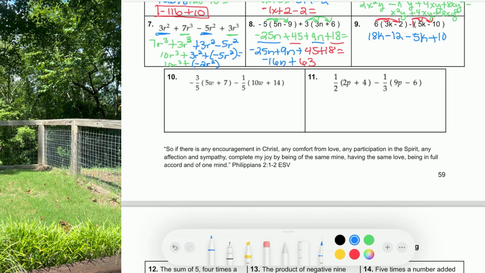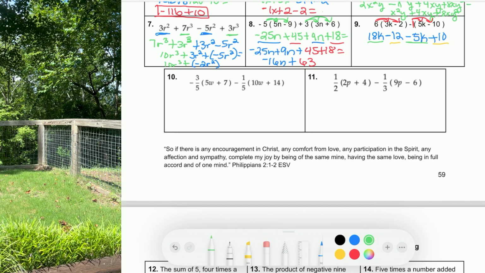So it's really important that you distribute that negative to both of those numbers, because if you notice here, it changed that sign to a positive. It's important. A lot of times students will forget that, so make sure you pay close attention to that. Now I need to locate my like terms. I have 18k, I have a -5k. I also have a -12 and a plus 10.